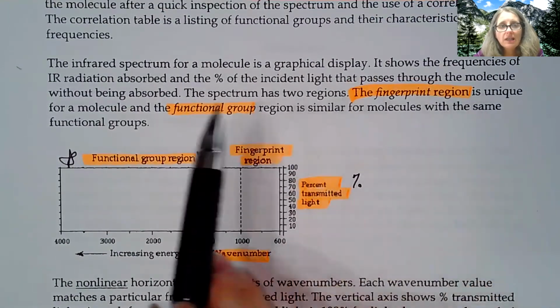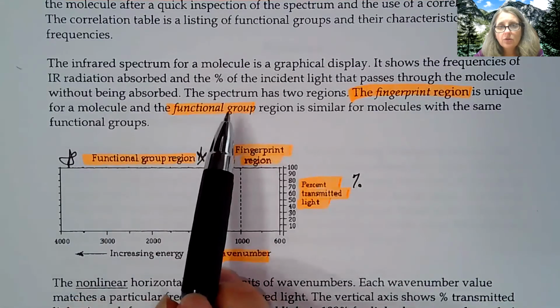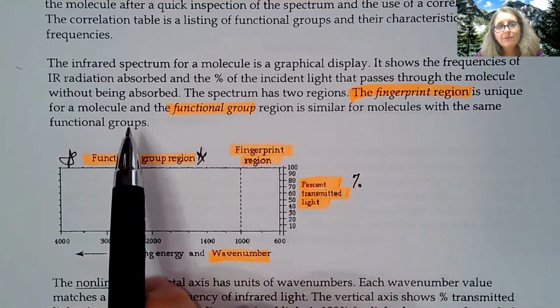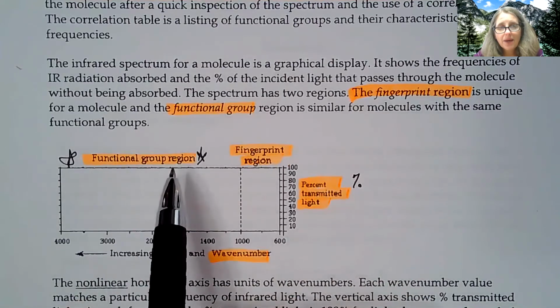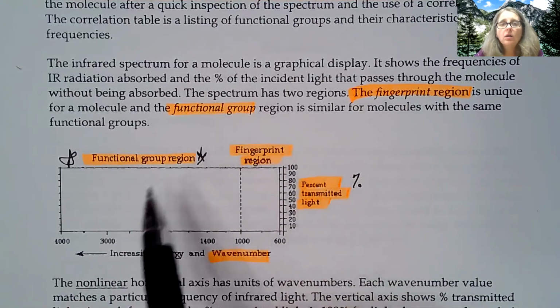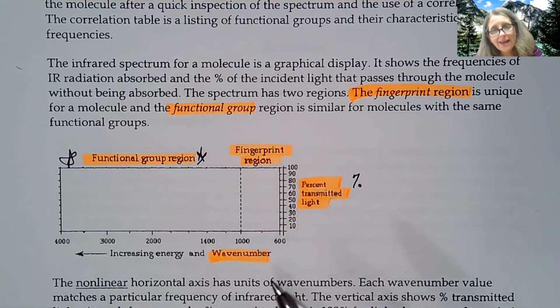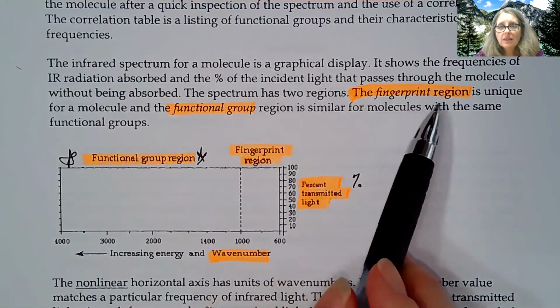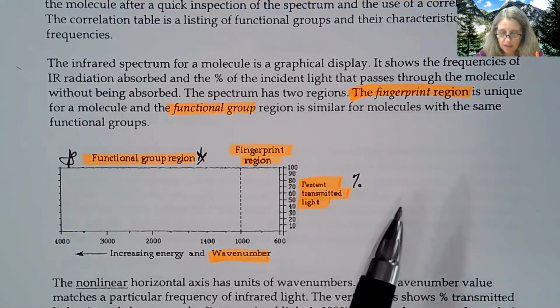The fingerprint region is unique to the molecule. The functional group region is similar for molecules with the same functional groups. So you're going to see the same pattern if you have an alcohol, or a ketone, or an aldehyde. What's going to be unique is what you see in the fingerprint region.